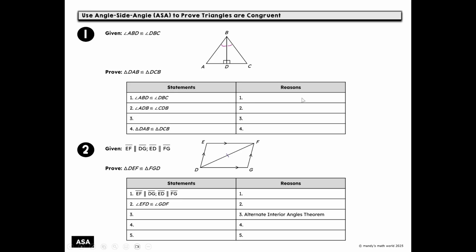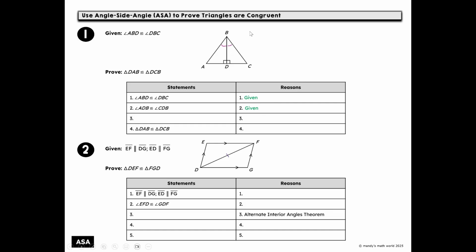So what am I going to write as my reason? Given. Okay, the next statement says that angle ADB is congruent to angle CDB. Well, that's actually also given. That's just given in my figure, right? By those squares that indicate that those are both right angles. So that's also given. All right.